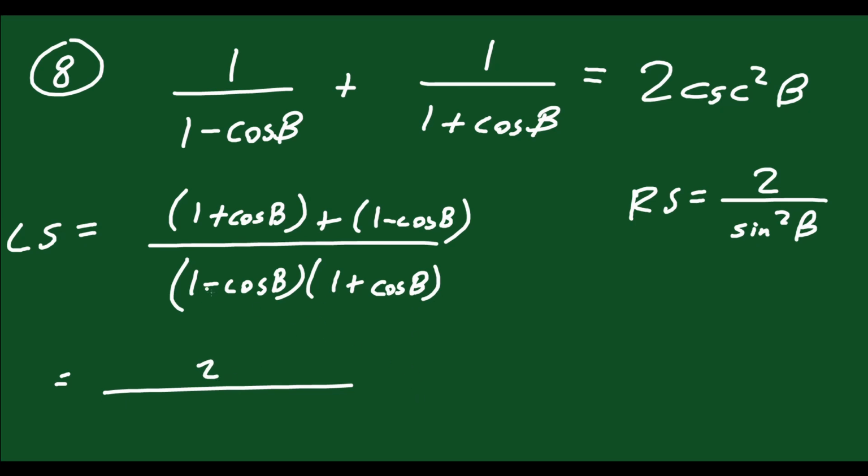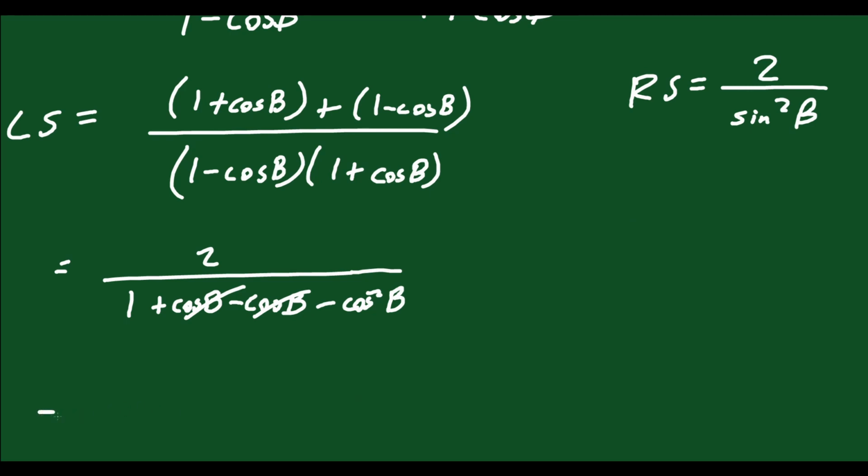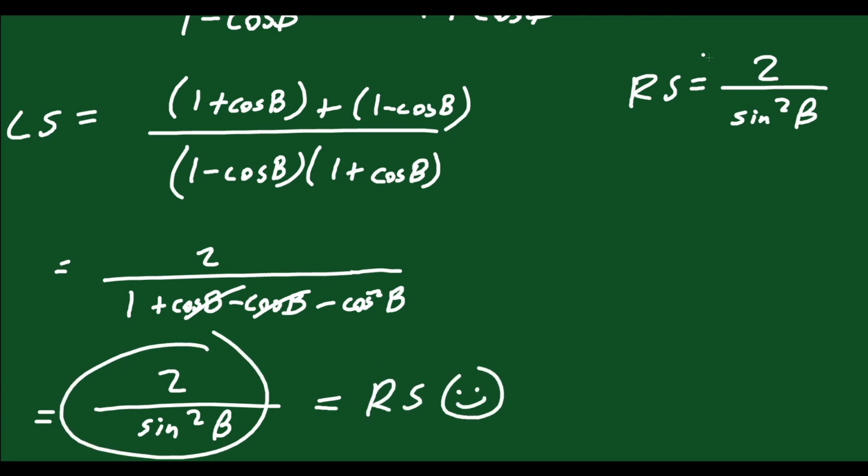On the bottom we FOIL. 1 times 1 is 1. 1 times cos beta, negative cos beta times 1 is minus cos beta. Those are going to cancel. And then minus cos beta times cos beta is minus cos squared beta, just like that. Almost done. On the bottom, 1 minus cos squared beta. Remember Pythagorean identity, that looks familiar. 1 minus cos squared. That's equal to sine squared. And on the top you have 2. That is equal to your right side, right? This and this up here, those are the same. So we have reached our goal.